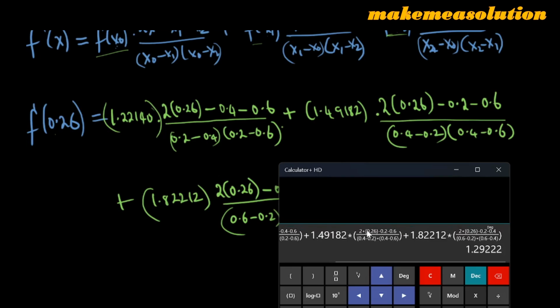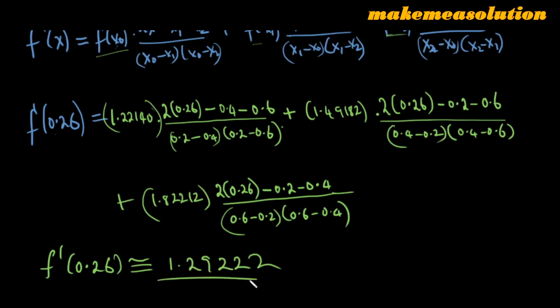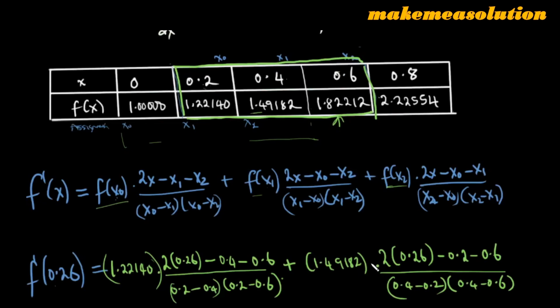So can you see? So we have 1.29222. So f prime of 0.26 is approximately 1.29222. So that's the value that you will get. So remember, for your assignments, instead of using this section as your x naught, you're going to use this other section as your 3 points. Okay, since these 3 points are around 0.26.